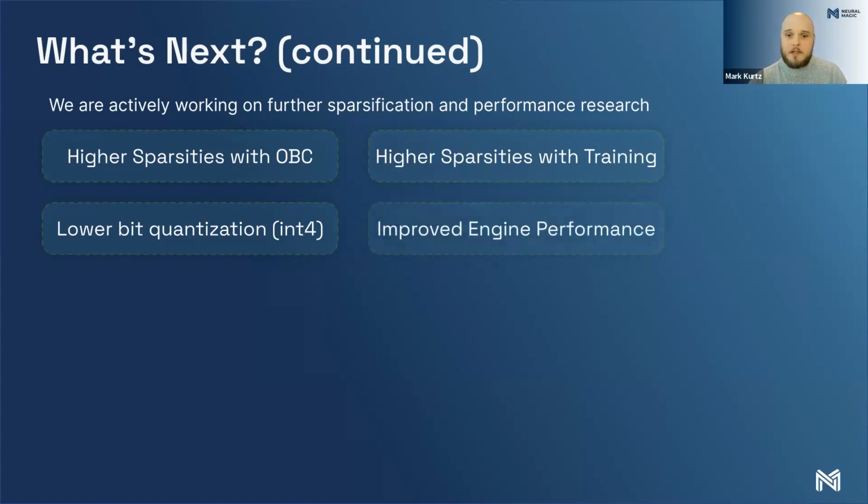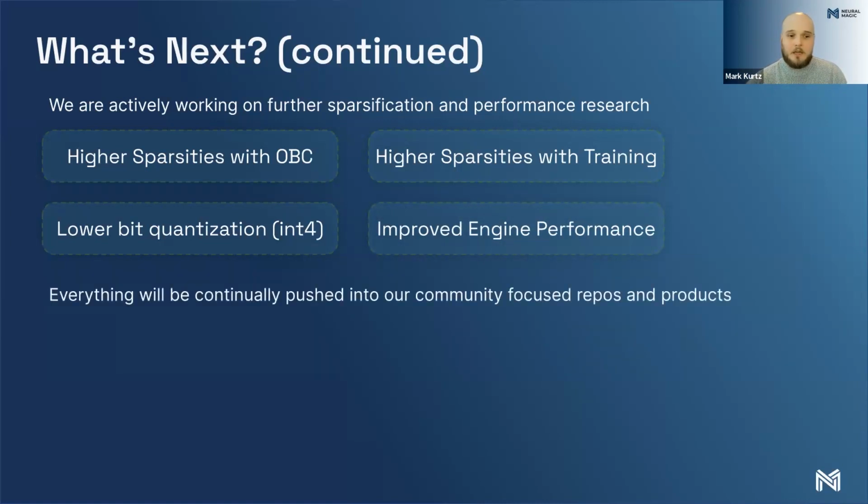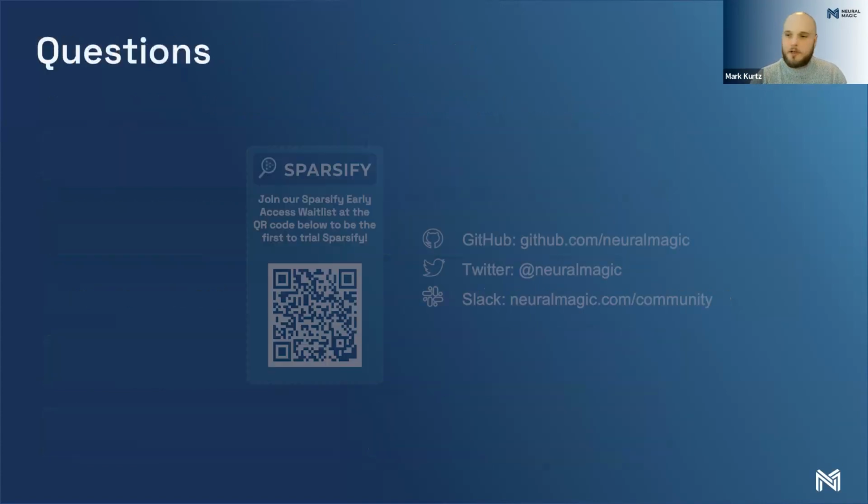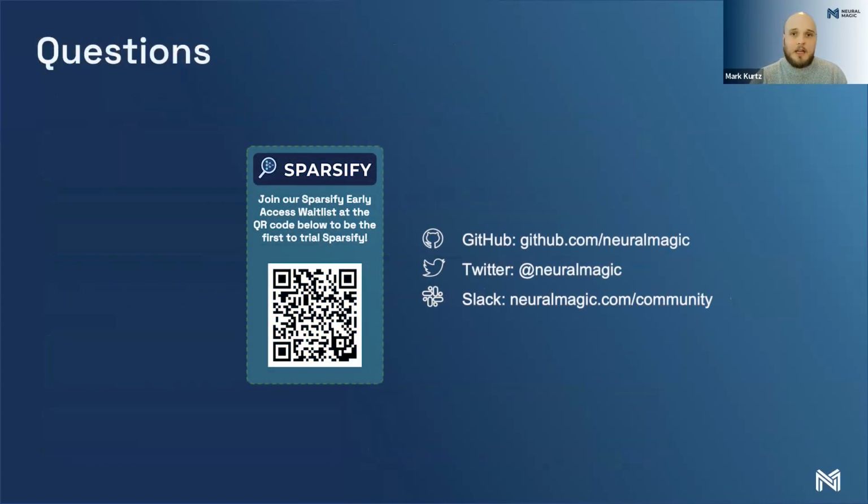And finally, improved engine performance. So this is just the start of us getting into LLMs and trying to get the best performance that we can. There are a lot of improvements that we're going to be including to achieve even further performance. And again, just highlighting that everything will be continually pushed into our community-focused repos and products. So just highlighting those one more time: DeepSparse, SparseML, SparseZoo, and Sparsify, which is coming soon. So hopefully everybody enjoyed that talk, and we'll open it up for questions now.